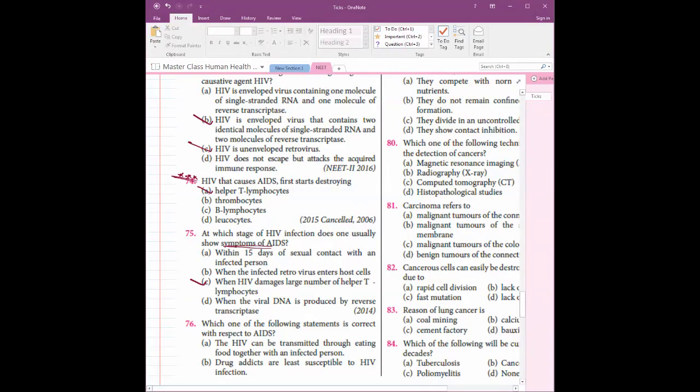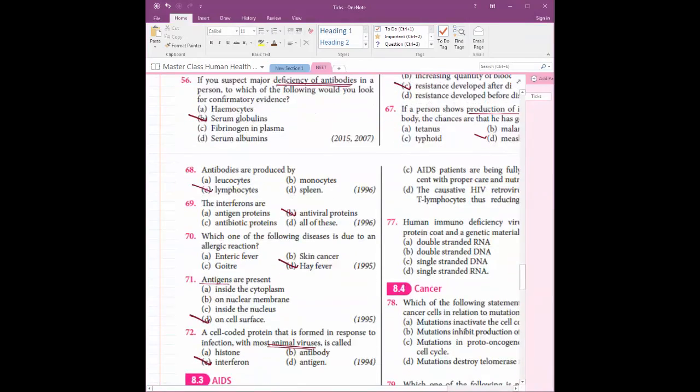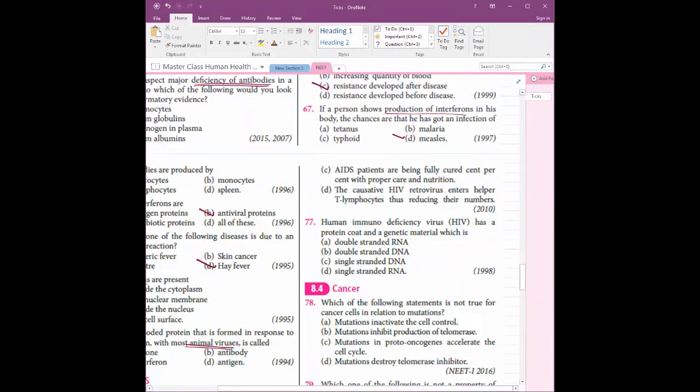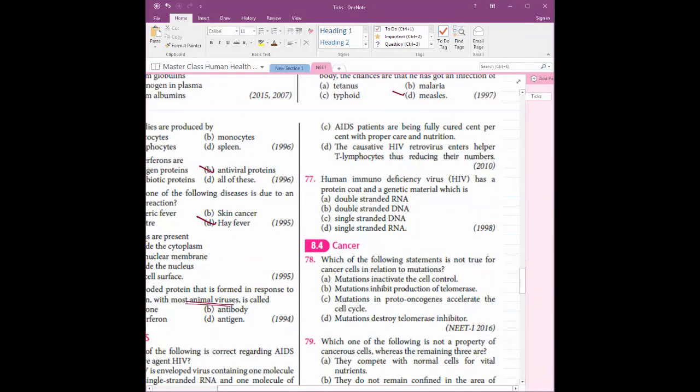Okay, next one. Which one of the following statements is correct? HIV can be transmitted through eating food together with an infected person. Wrong. Drug addicts are least susceptible to HIV infection. No, they are going to be the most. Next, AIDS patients are being fully cured. Is this right, guys? What do you think? This is also once again wrong. The causative HIV retrovirus enters. Yes, this is right, guys.